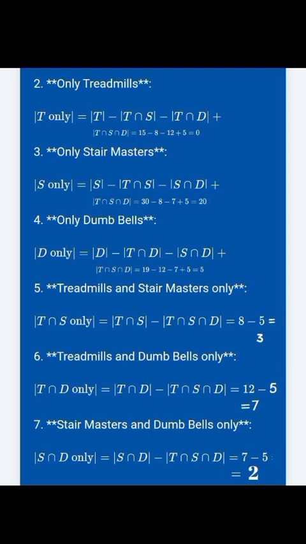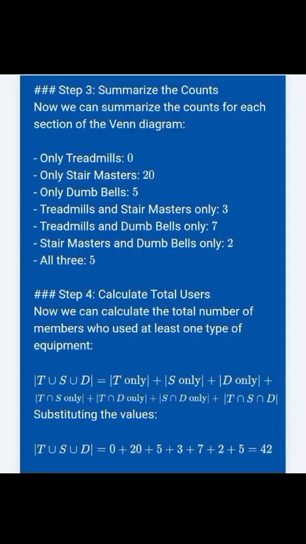Then for treadmills and stairmasters only, we use that formula as you are seeing it on the screen, and we get 3. Remember, they say that those who use treadmills and stairmasters are 8. But that 8 is not for only. So to get only, you get 8 minus 5, and we get 3 as our answer. Same applies to T intersection D, we get 7, and S intersection D, we get 2 as our answer of those who prefer only stairmasters and dumbbells only. It is 2.